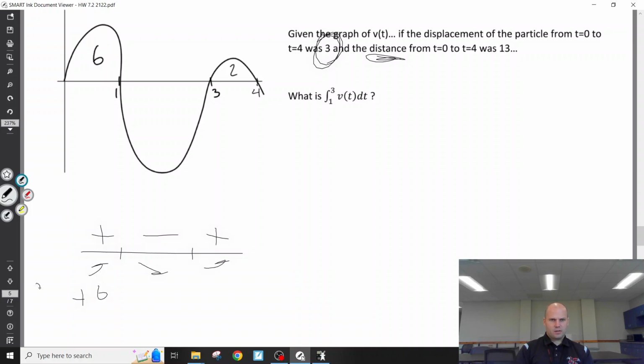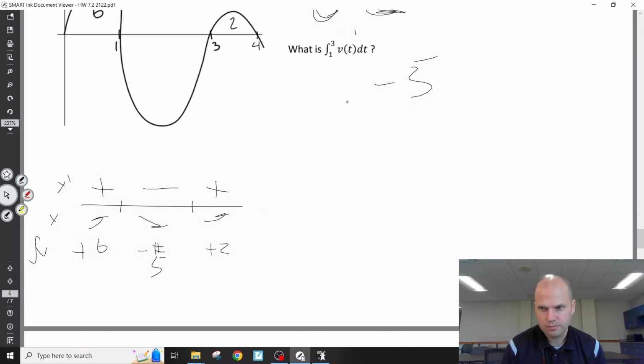Added 6. Subtracted some amount. Added 2. How do I get to 3? I must have subtracted 5. Other ways to do the calculations, but I think this just makes more sense. Does that make sense? 6 plus 5 plus 2 is 13, so like right 6, left 5, right 2, we're good.